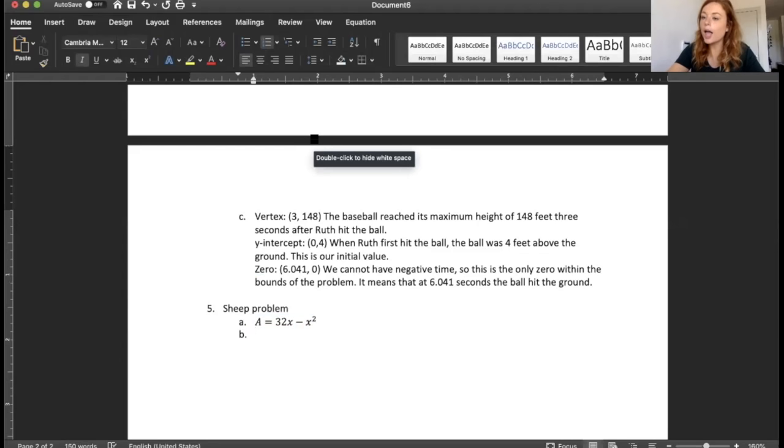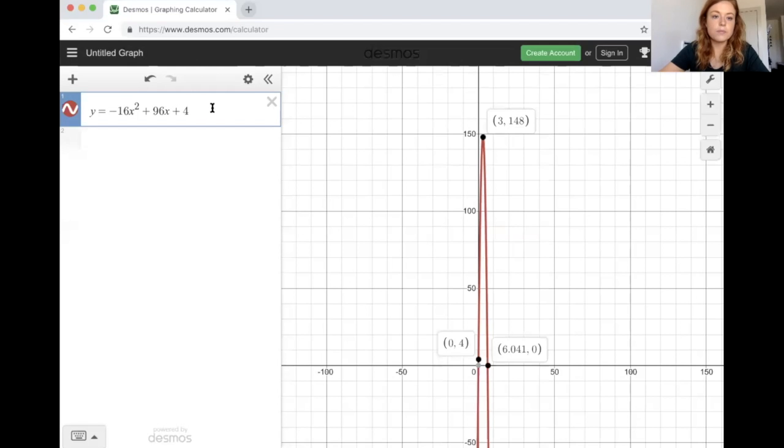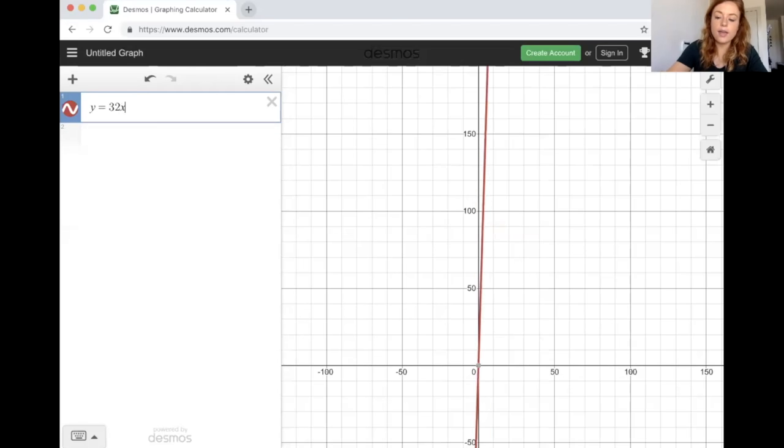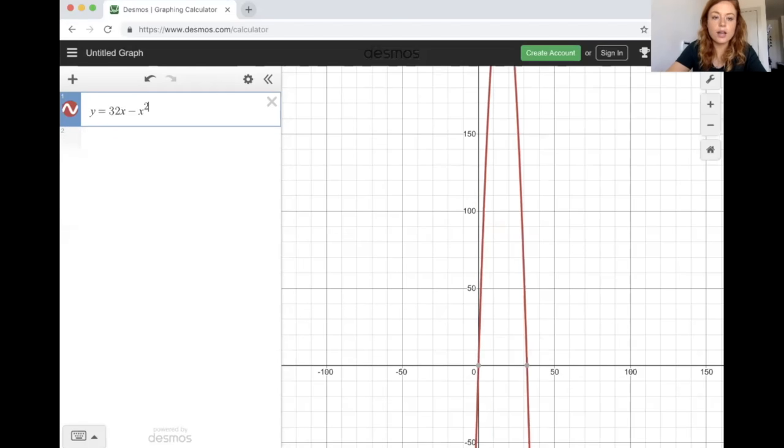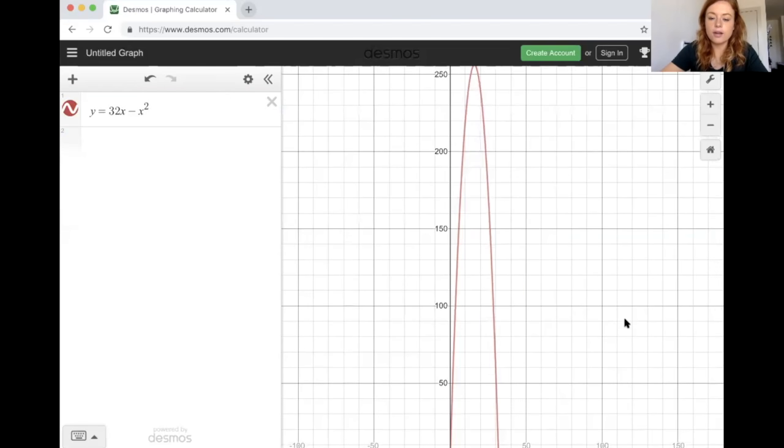Again, sketching a graph. Sketch it using a resource, whether it's a graphing app or graphing on your computer that you've downloaded, the Inspire or Desmos. So let's hop over to Desmos. I'm going to type 32x minus x squared. And then here is my graph.